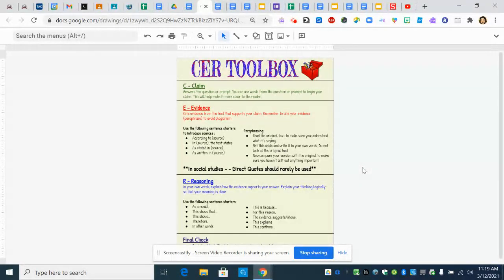We do not recommend in social studies to use direct quotes. We would rather you paraphrase, or put the evidence in your own words. So reword it so it's saying something similar, just not using a direct quote. And then here in reasoning, we also have sentence starters to help you so that you're not using the same sentence starter over and over.